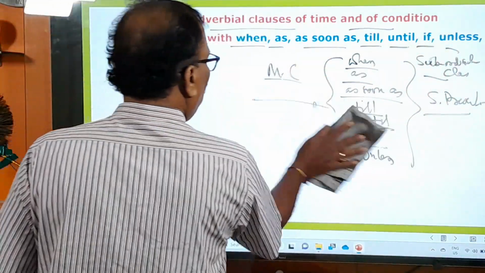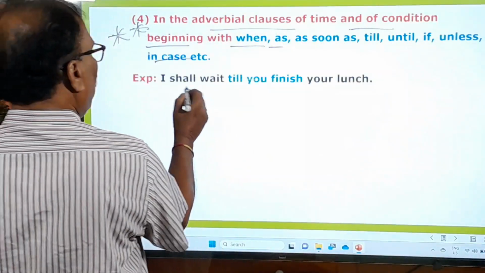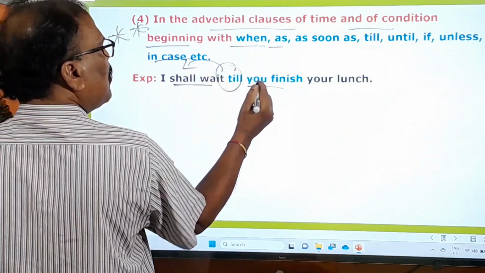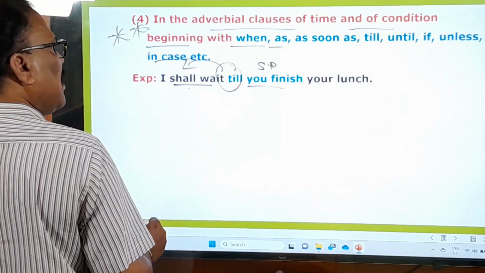And now let's go to the examples. I shall wait till you finish. Before till, this is the main clause, this is the subordinate clause. You see, simple present is used in the subordinate clause, and the simple future is given in the main clause.